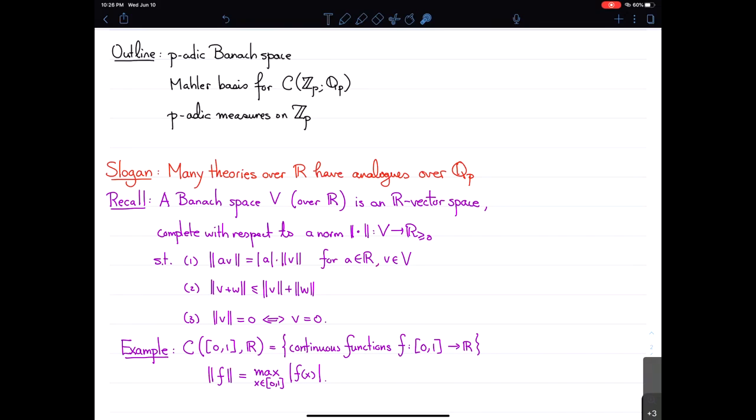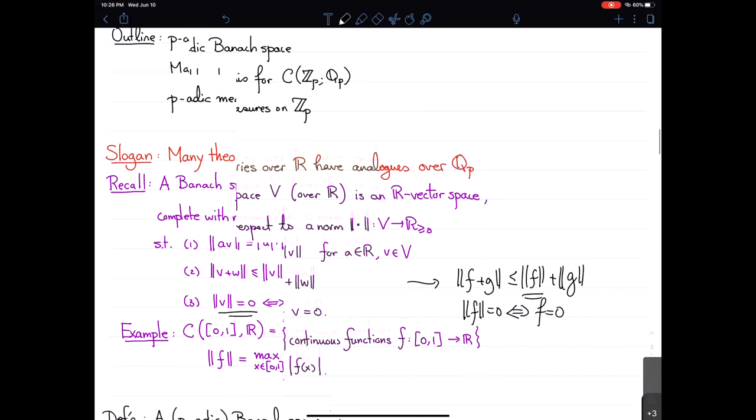And if I have two functions, f and g, then the norm of f plus g is less than or equal to the maximum value of f plus the maximum value of g, of course. And the third one is that if the maximum value of f is 0, then I would say f is 0. And of course, if f is 0, then the maximum value is 0. So that's what a Banach space over the reals means.